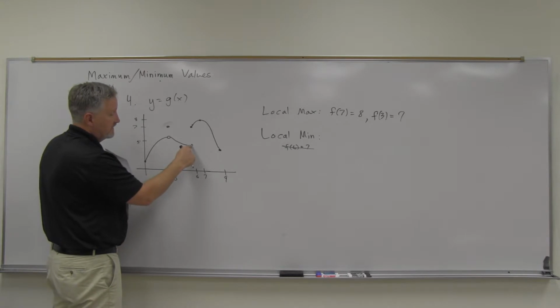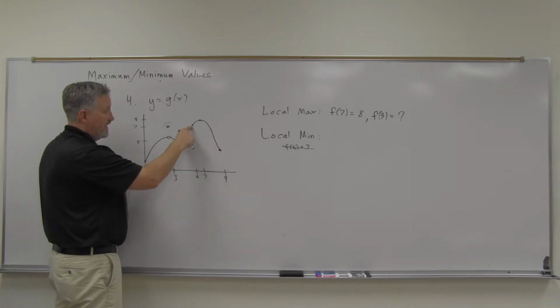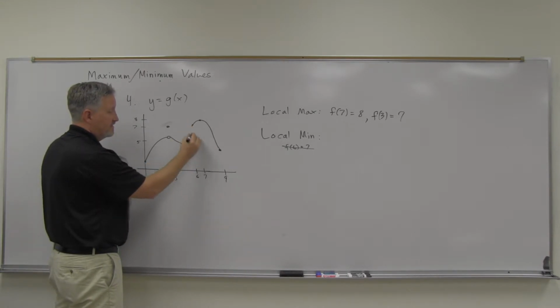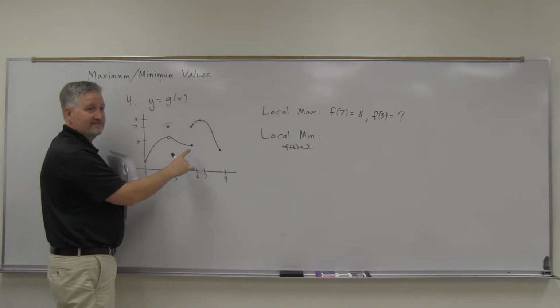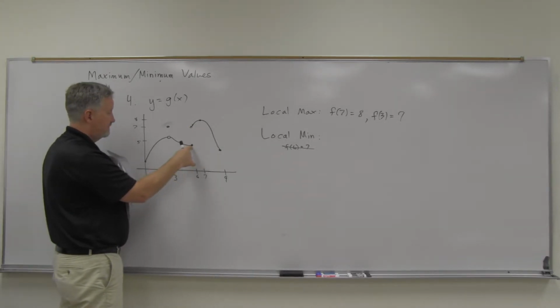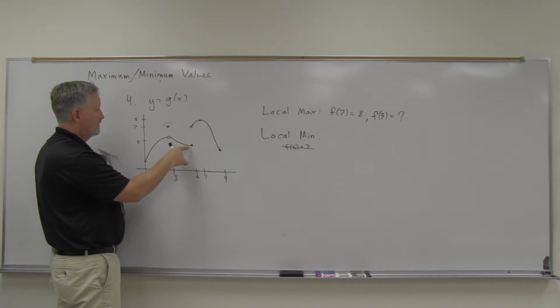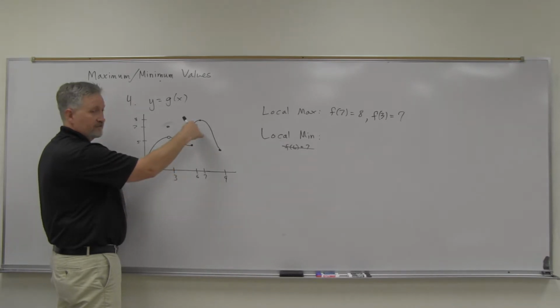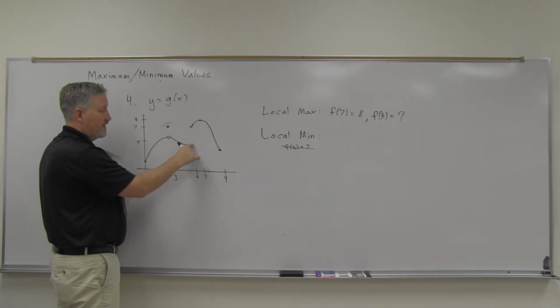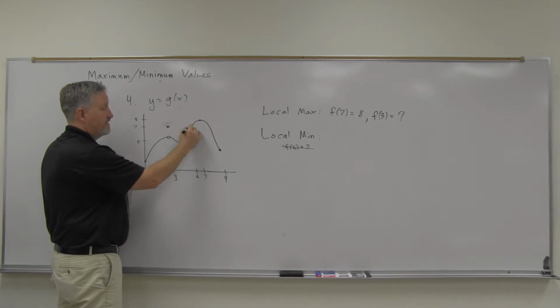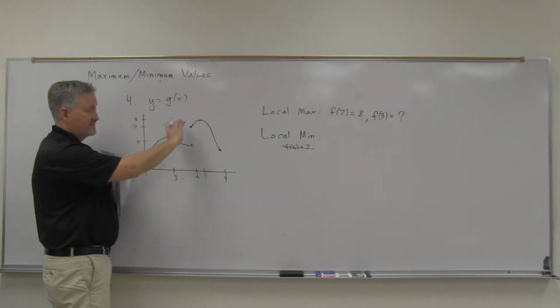If it had been flipped here, if I had this and then this, now we're in business. You see what I'm saying? Because then I could say, well, f of 6 here, that looks lower than all the points around it. So if it was flip-flopped, we'd have a local min, but it's not. It's this way, okay?